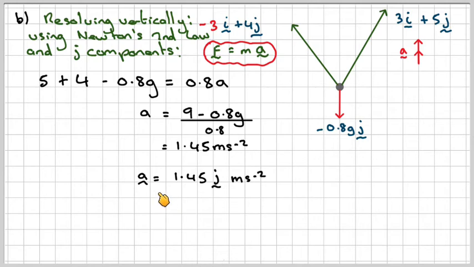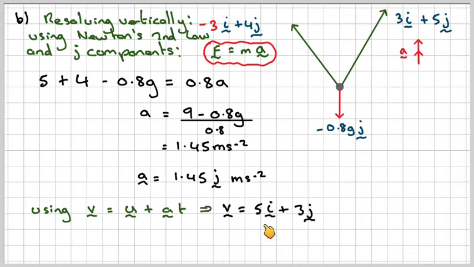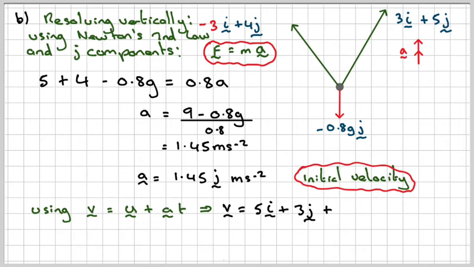Therefore, the vector quantity will be 1.45j meters per second squared. There is no component this way. So if we now use the final vector velocity is equal to the initial vector velocity plus the acceleration vector times time, v will be the initial velocity, which is 5i plus 3j, plus my acceleration, which is 1.45j, times my time, which is 8.